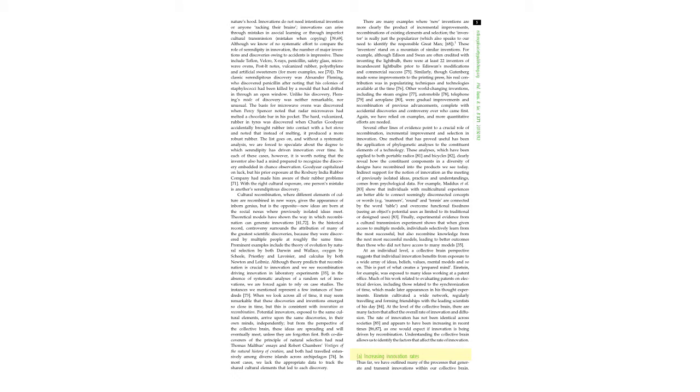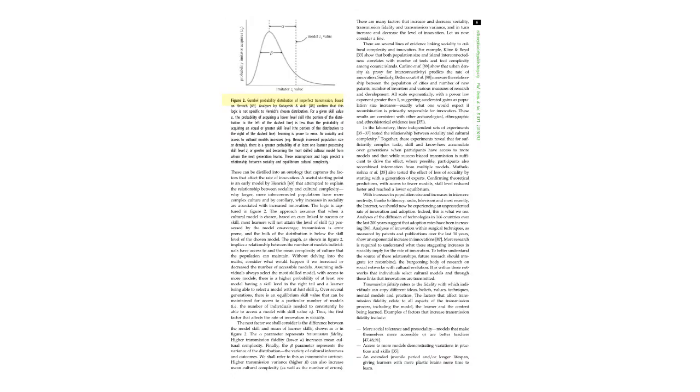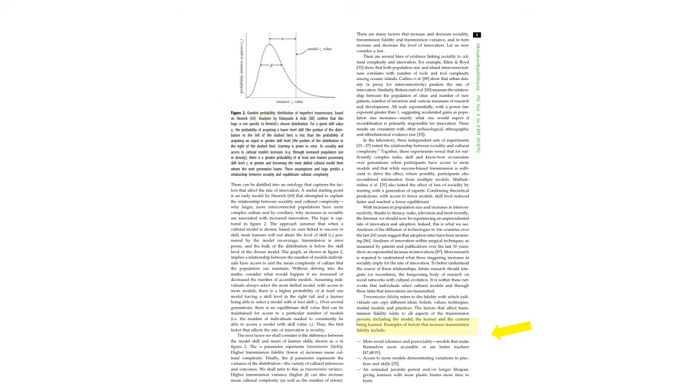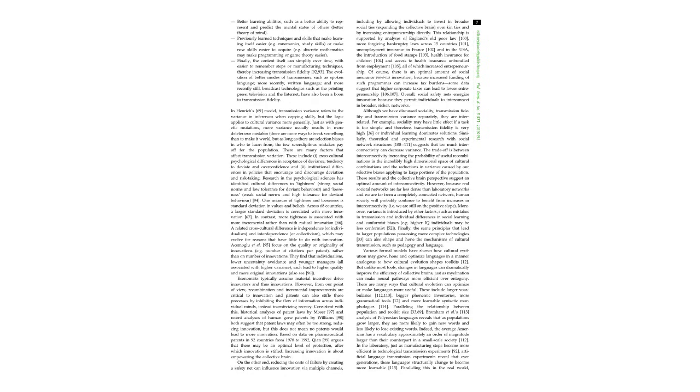Here's the first subsection of Innovation in the Collective Brain, which is about increasing innovation rates. I see another figure with a curve showing a probability, but for now I'm just glancing. Here are some specific points, examples of factors that increase transmission fidelity. And this section seems the longest one so far, so again, perhaps it's an important one.